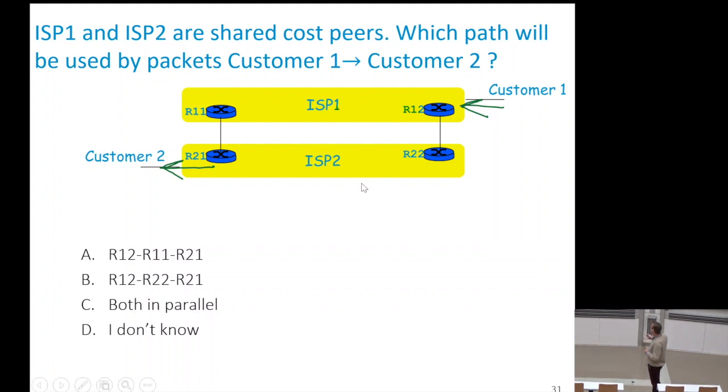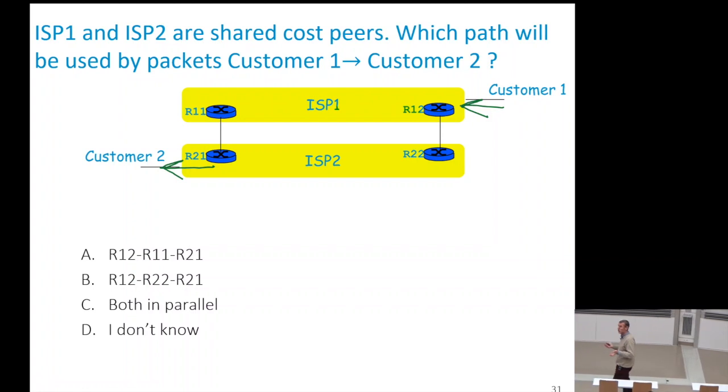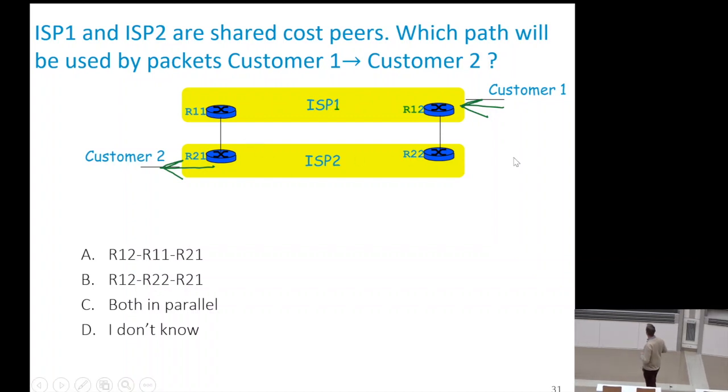I'm assuming here two ISPs, and assume they have only those 4 BGP routers. Inside they may have many other routers, but they peer at 2 points. That's very frequent. For example, tier 1 ISPs that have global worldwide presence peer at many points. Assume I have traffic from customer 1 going to customer 2. Which way will it go? Will it go this way or that way?